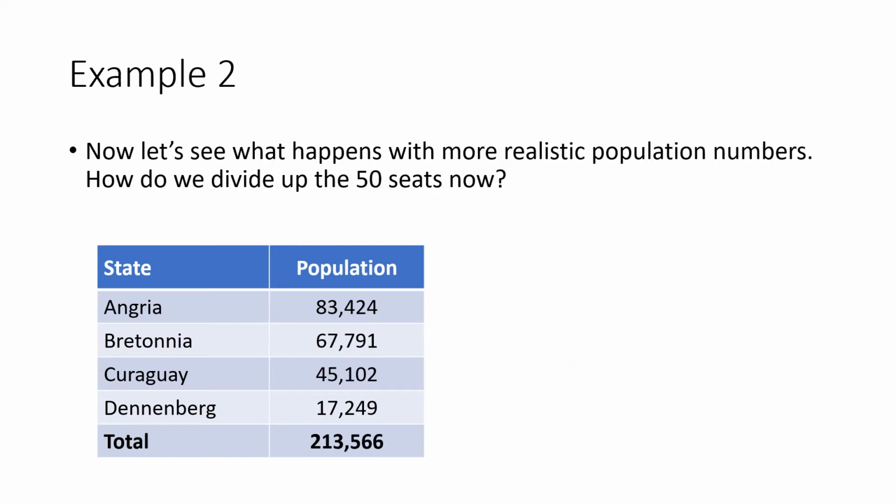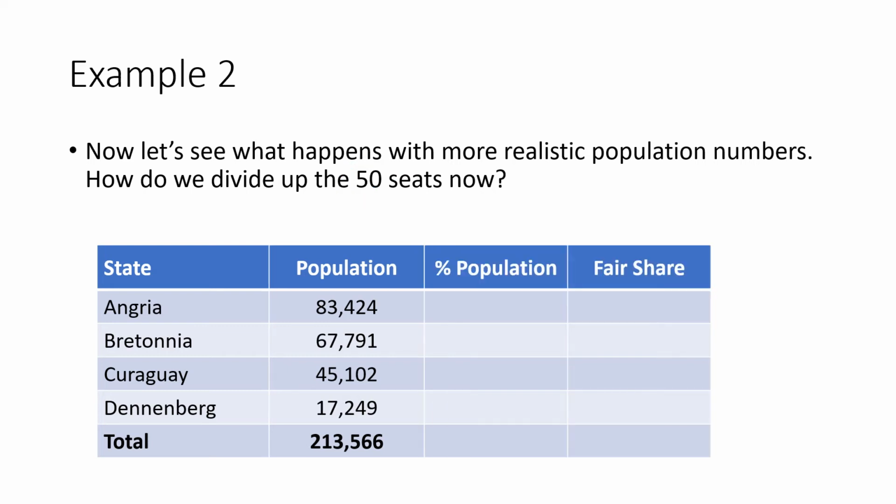But those population numbers were pretty unreasonable, right? It's very unlikely that the population of our state is going to be such a nice round number. So let's try it again, but with some more realistic numbers. So again, we're going to approach it the same way. We're going to compute the percentage population from each state and then multiply that percentage times, it's still 50 seats. So multiply that by 50 to figure out how many seats that state should get.